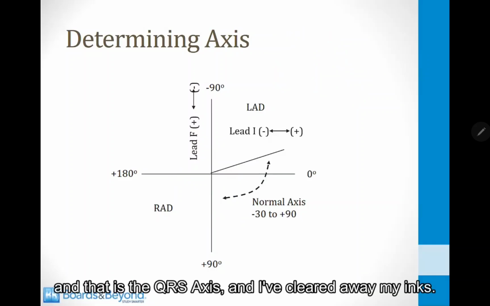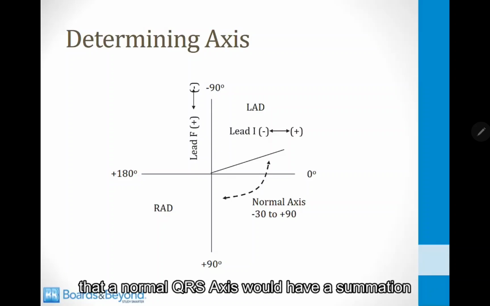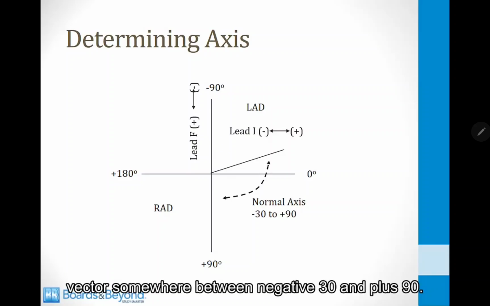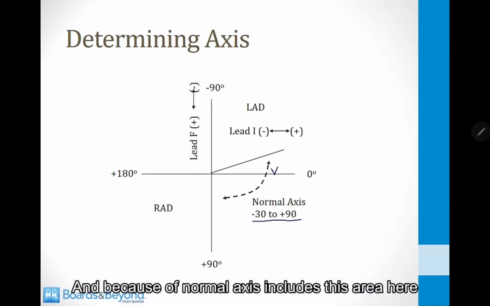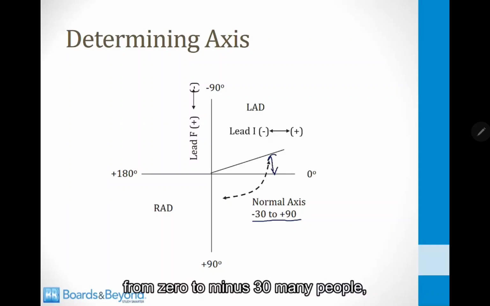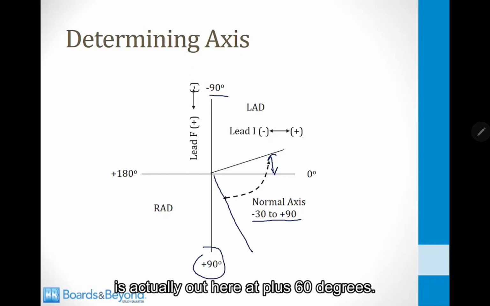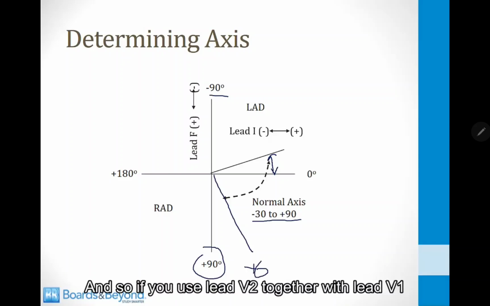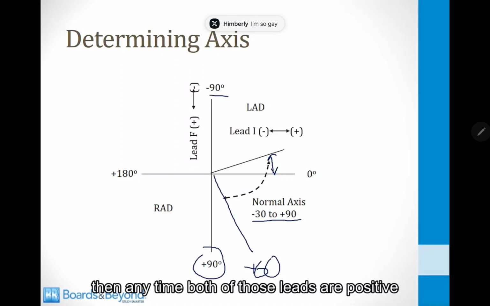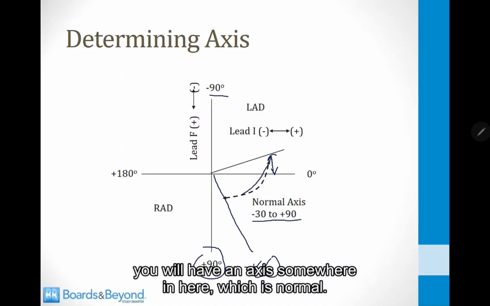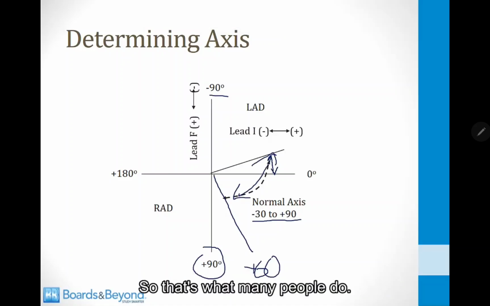And I've cleared away my ink so I can show you that a normal QRS axis would have a summation vector somewhere between negative 30 and plus 90. And because a normal axis includes this area here from 0 to minus 30, many people, instead of using lead AVF, use lead 2. Lead 2, instead of going from plus 90 to minus 90, is actually out here at plus 60 degrees. And so if you use lead 2 together with lead 1, then anytime both of those leads are positive, you will have an axis somewhere in here, which is normal. So that's what many people do.